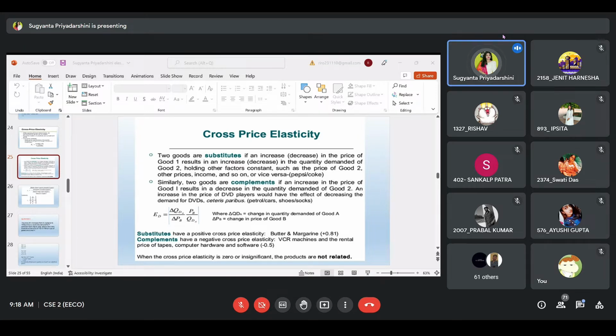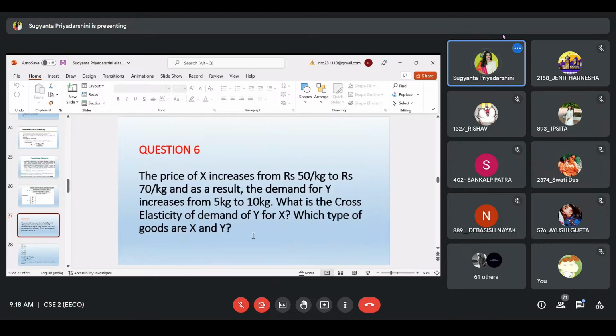Okay, so are you done with the formula? Can we go to the numerical now? Yes, ma'am. Okay, so solve this question. From this question, you have to find out the cross price elasticity. Just find out what the cross elasticity is and what type of goods they are, substitute or complementary to each other.